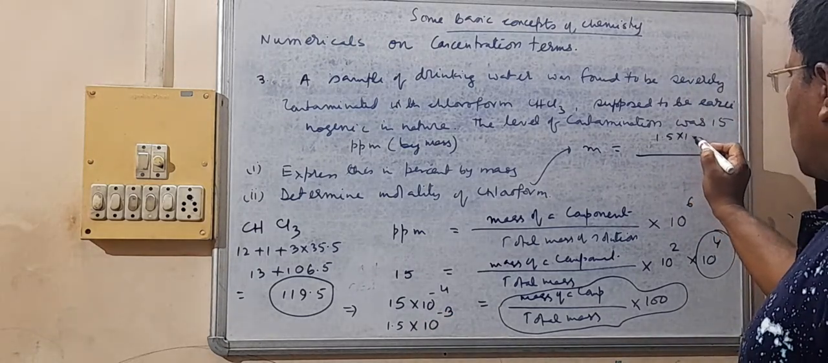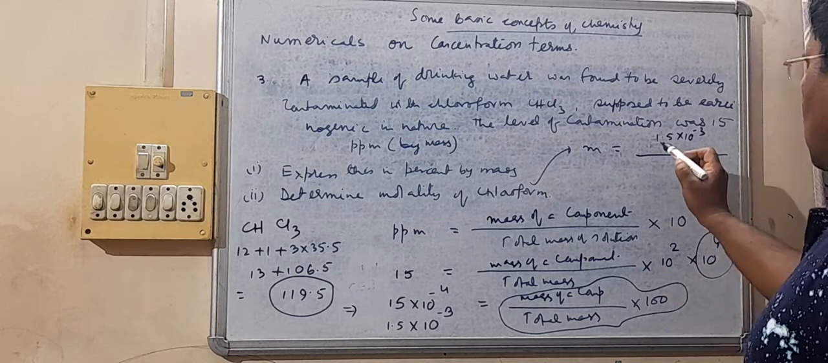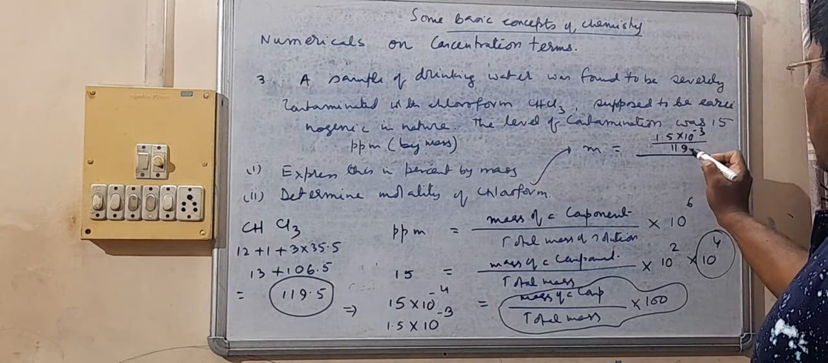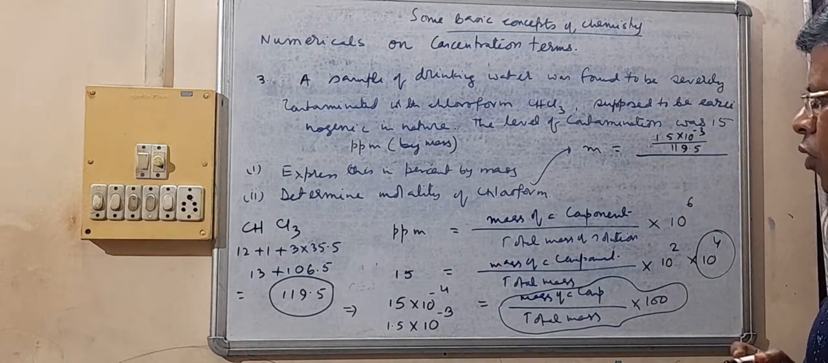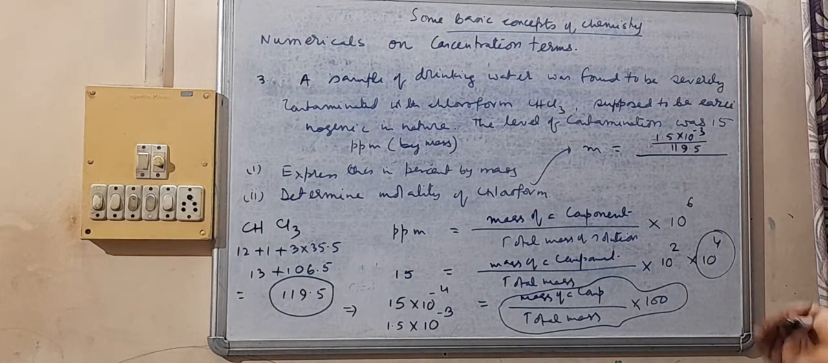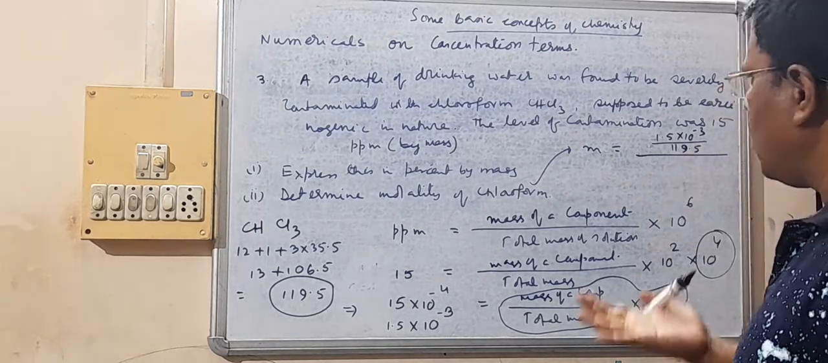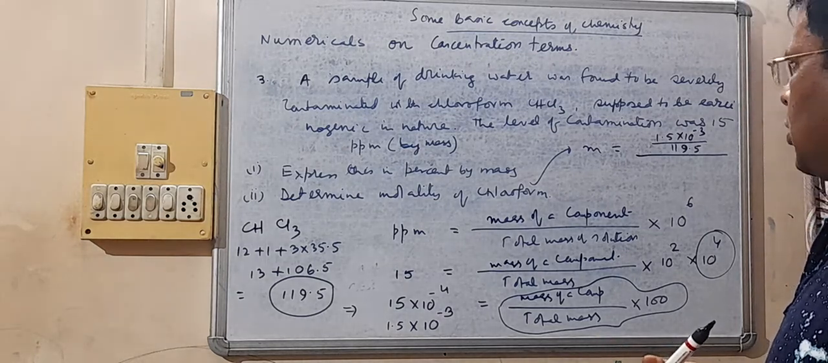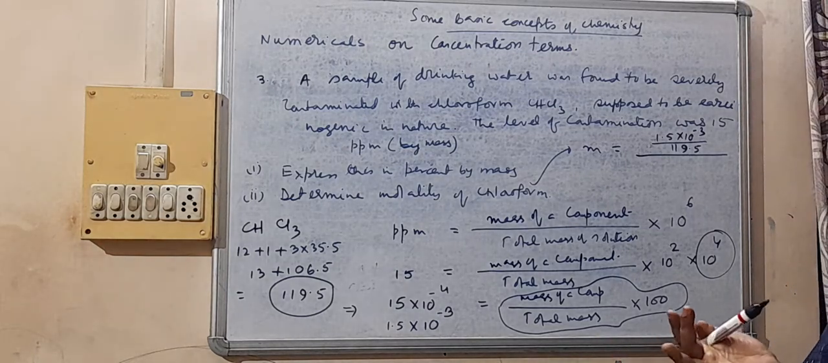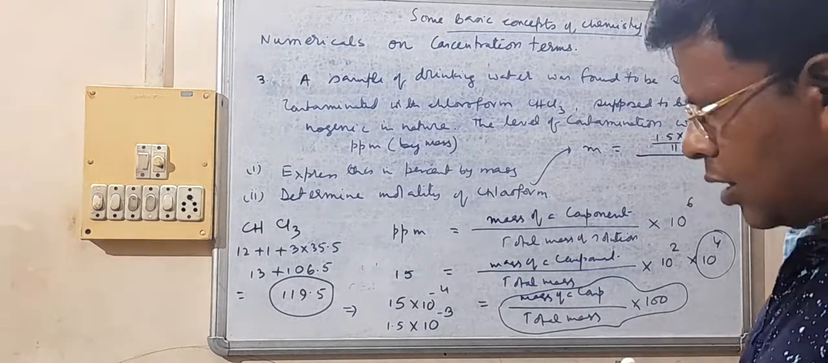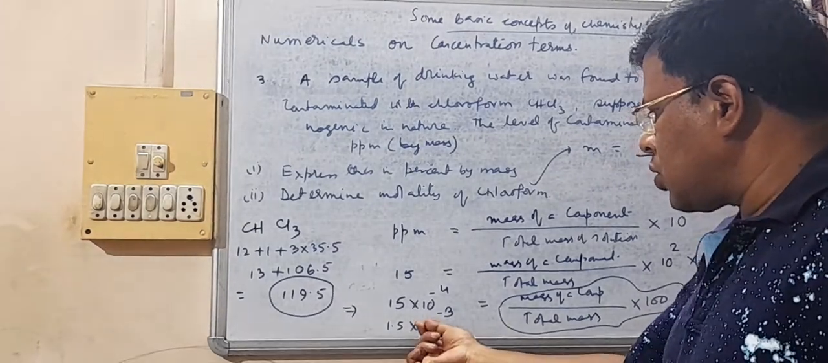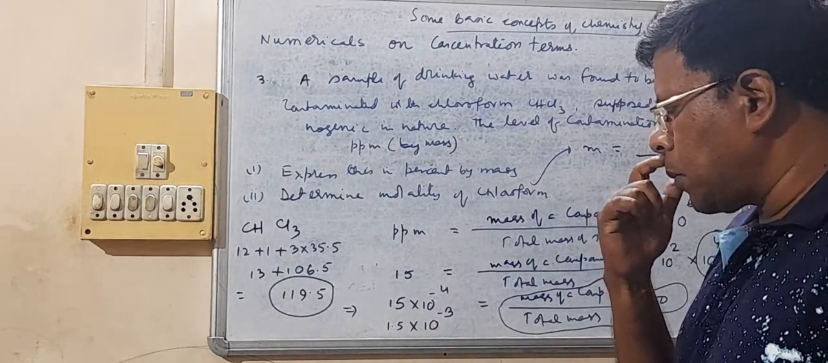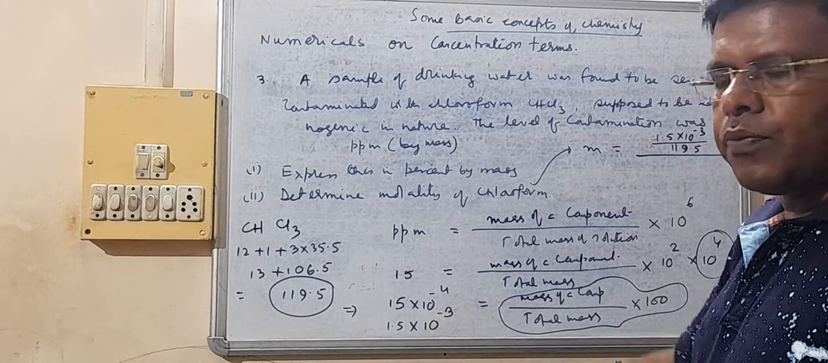1.5 into 10 to the power minus 3 divided by molar mass, that is 119.5. So this is the moles of chloroform. Okay, and divided by, molality definition is mass of the solvent in kg. Now here we know this much gram of chloroform is present in 100 gram of the solution.